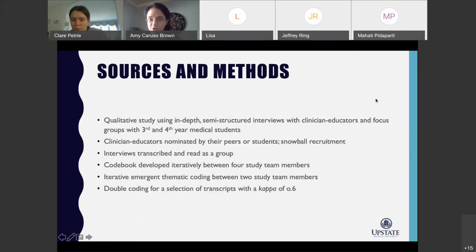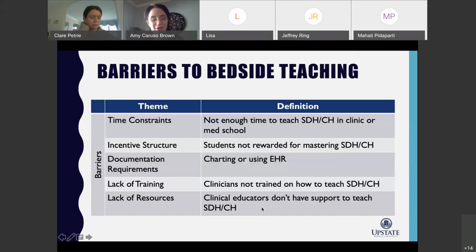So every time we interviewed someone, we asked them to nominate someone else who they also thought of as an expert. And then we transcribed the interviews, coded them iteratively with 4 study team members, and had pretty good interrater reliability. So the first thing that came out, although we really designed our focus group and interview guides to focus on the positive, to ask about the facilitators and the techniques and tools, but of course, one of the things that came out anyway was the barriers.